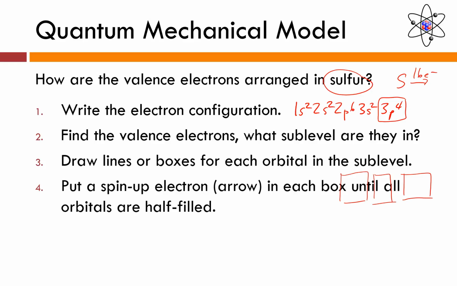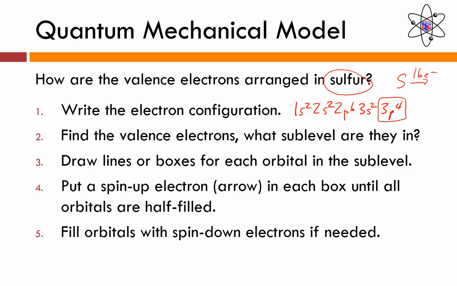You're going to start to fill the boxes, putting a spin-up electron, in other words, just an up arrow, in each box, until all of the orbitals are half filled. And then we're going to fill the orbitals, if we need to, with our spin-down electrons. So let's draw these boxes.